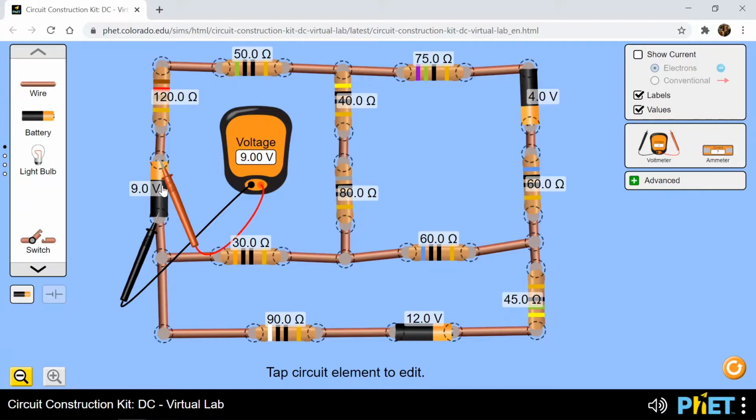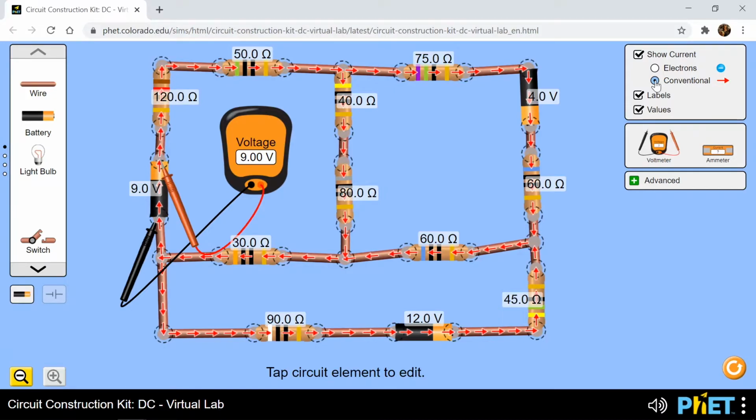is flowing. But lucky for us, we are using a simulation, and we can take advantage of the show current option over here. And for a variety of reasons that I won't get into, we are going to be using the conventional current. And although that's not physically what's happening, the conventional current is the flow of positive charges. Again, that's not physical, but for a variety of reasons, we are going to be sticking with the conventional current.